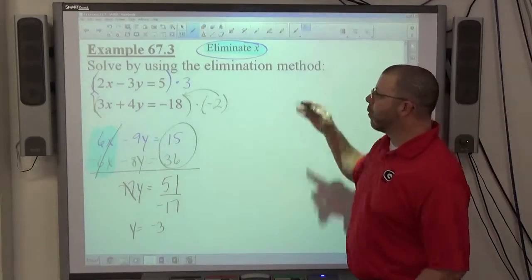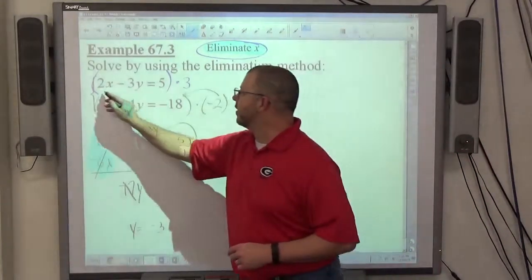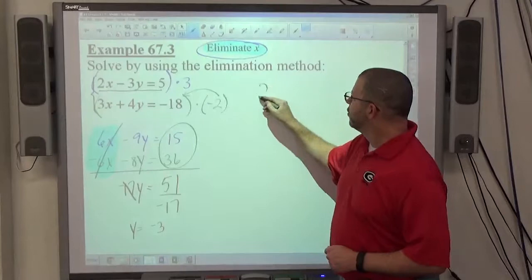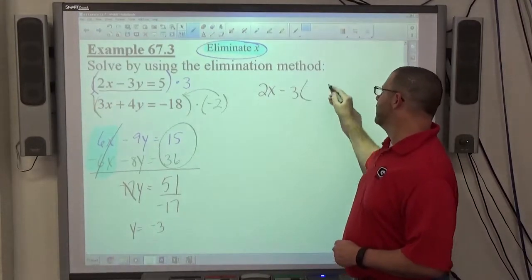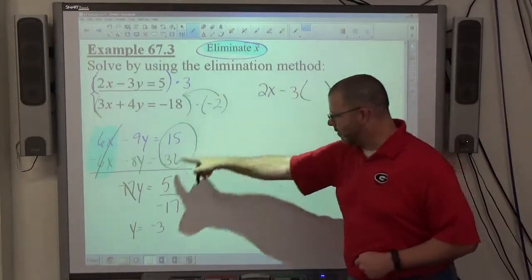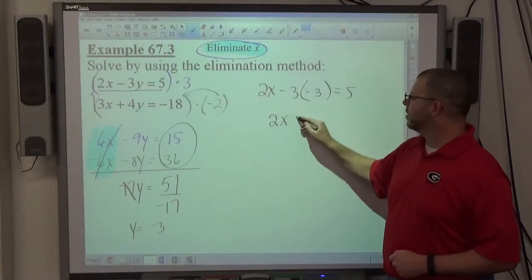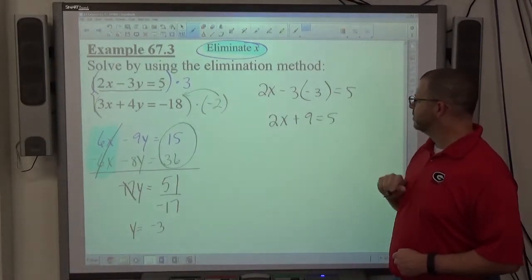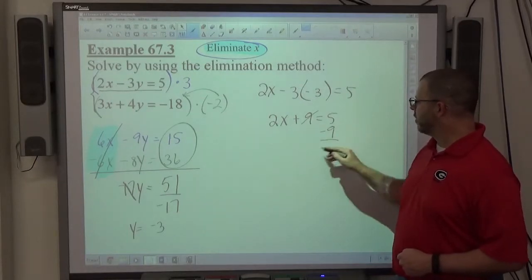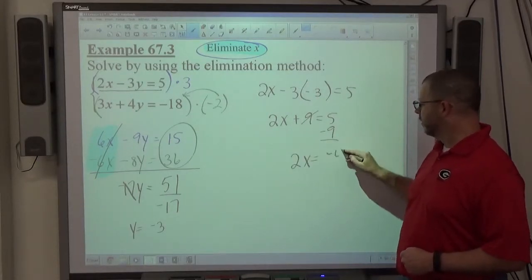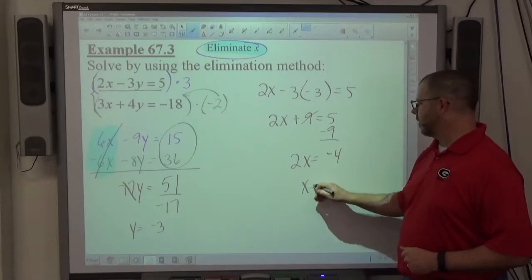And then again, once I know what y is, I can go ahead and find x. I'm going to go back here again to find x. 2x minus 3y is equal to 5. Instead of writing down y, I'm going to write down negative 3 because that's what y equals. So 2x plus 9 is equal to 5. We move the 9 over. 2x equals negative 4. Divide by 2, we get x equals negative 2.